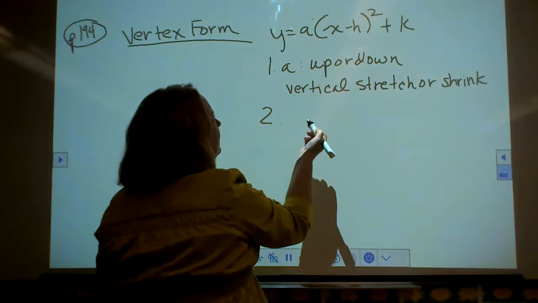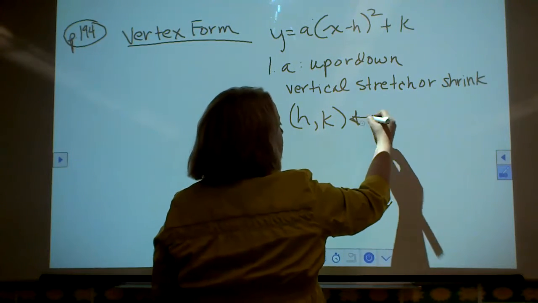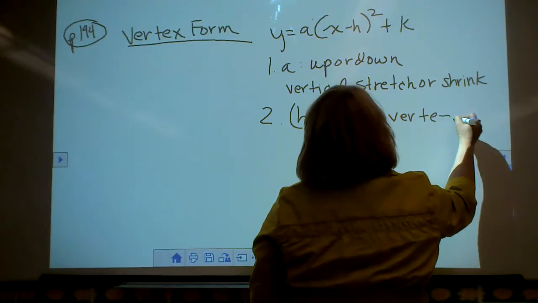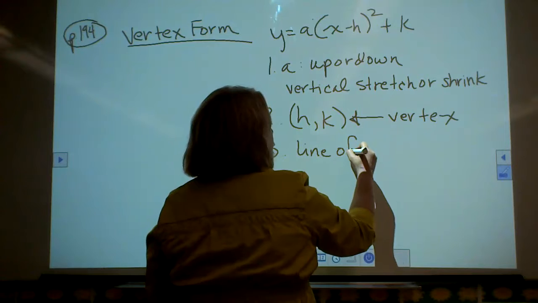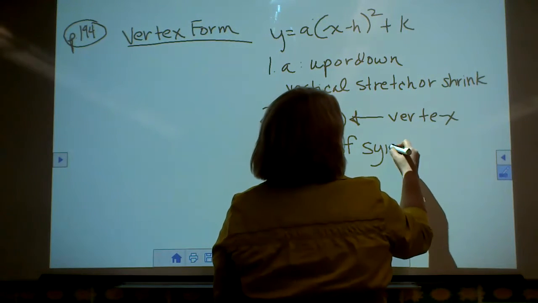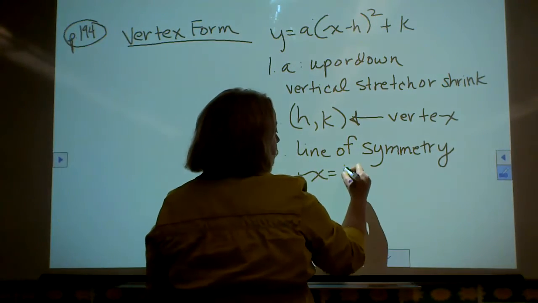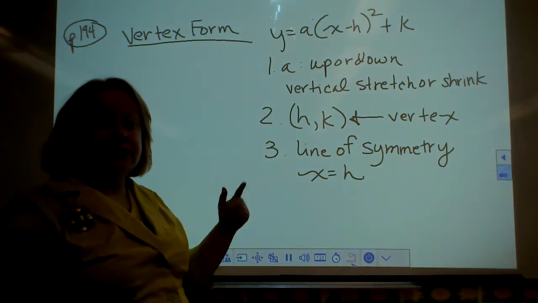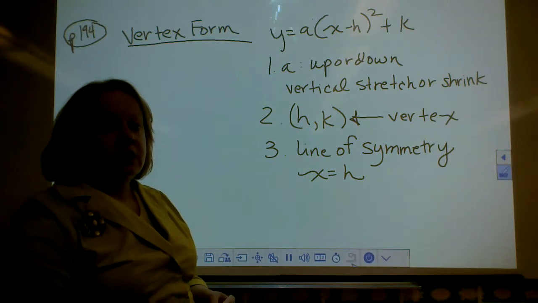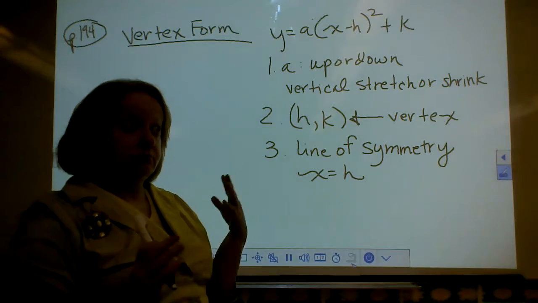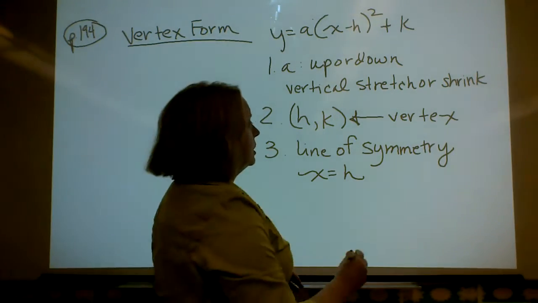Number 2, (h, k) will be your vertex. And then the line of symmetry is going to be x equals h. So those are the 3 things that we can get just by looking at a quadratic equation in vertex form. So now we're going to move into how to manipulate your quadratic equation to get it to look like this form. So we're going to go ahead and do that.